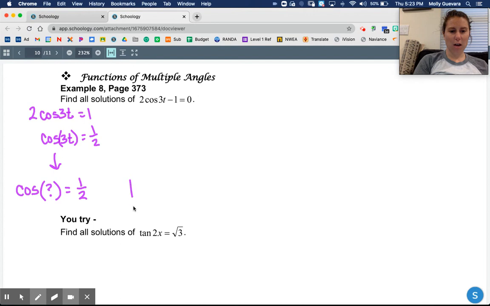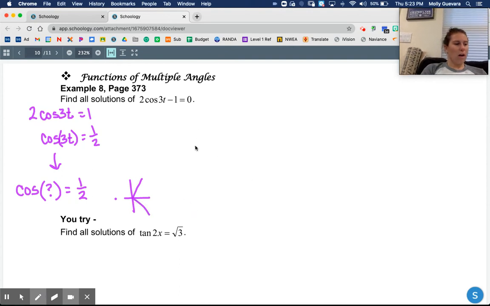If we draw it, cosine's positive, so it's going to be quadrants 1 and 4. Cosine is 1/2 here and here. So cosine is equal to 1/2 at pi over 3. We actually just did it, right? And 5 pi over 3.